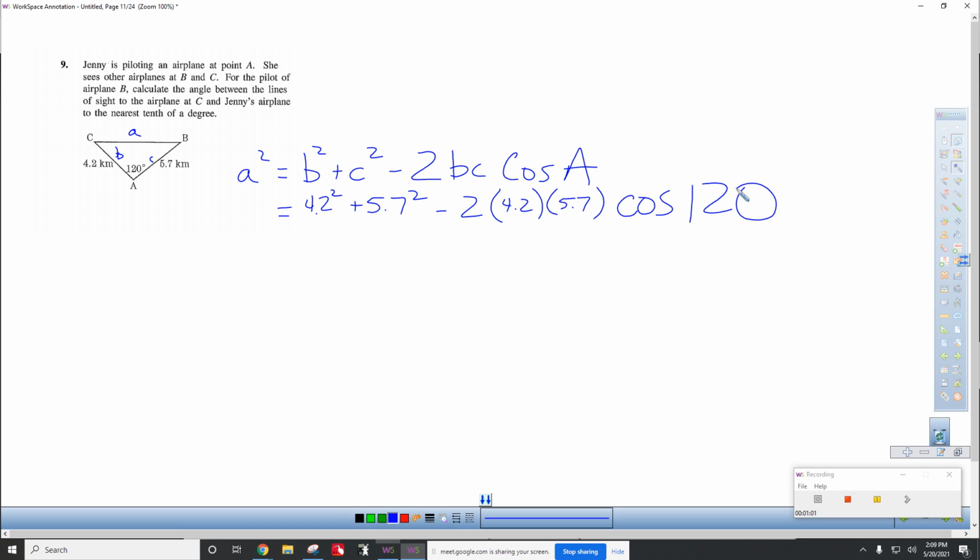Now I just got to put all that in my calculator. Okay, so you get a squared is 74.07. Okay, so then we square root that, and you get a is 8.606. All right.